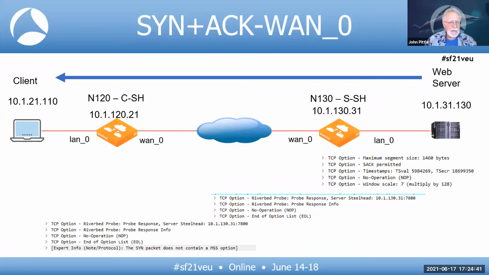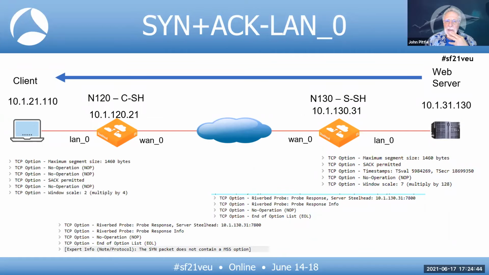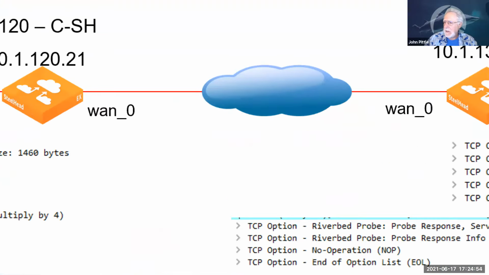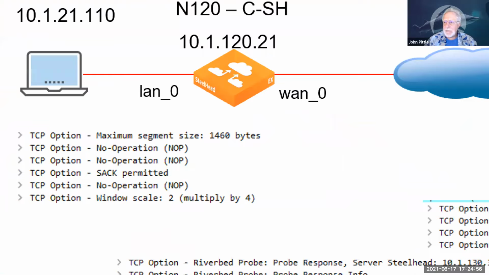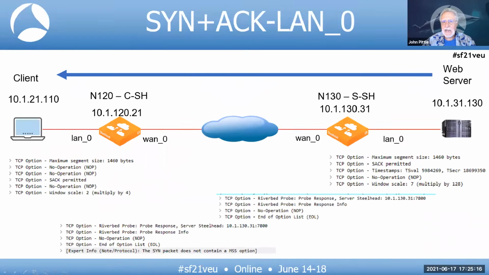So continuing along the path, from the WAN 0 interface of the client steelhead, let's see what the SYN ACK looks like going back to the client. Notice the timestamps are not there. SACK permitted is there. Segment size is what you'd expect. And window scaling, again, has been dropped down because the client steelhead knows that it's locally attached to the client, so I don't need that bigger window scaling size. So that's the SYN ACK journey.